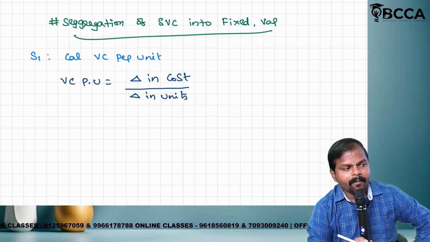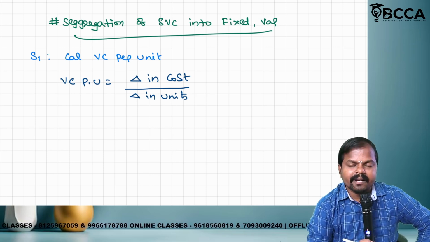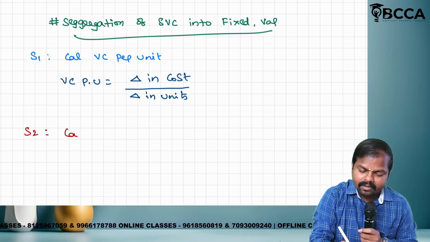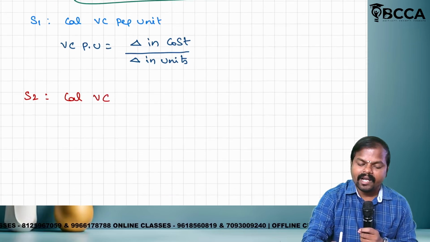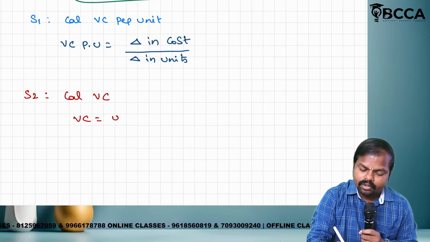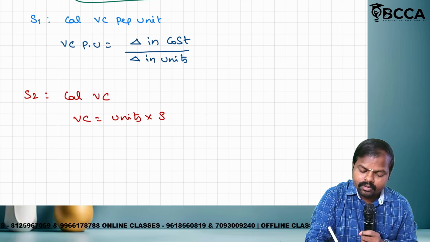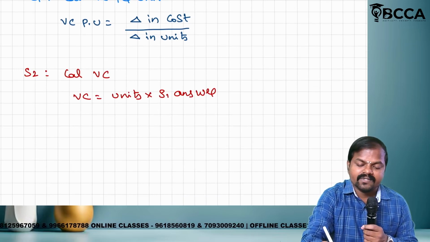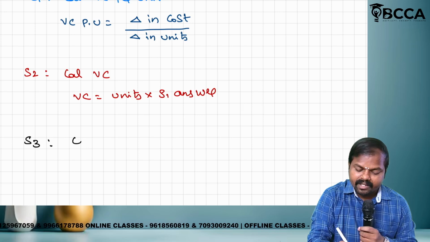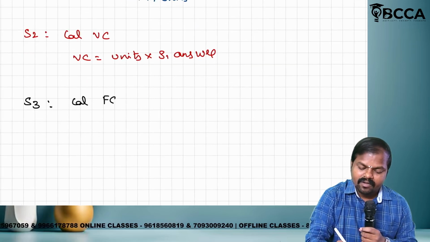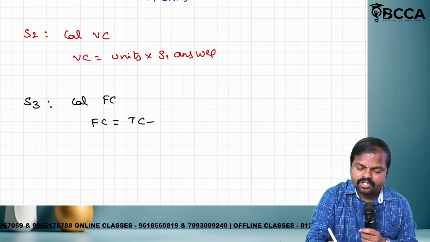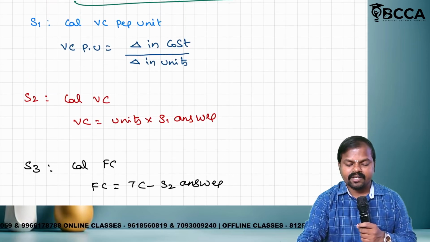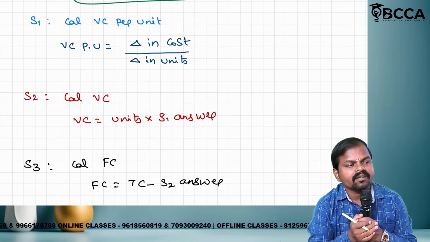What is step number 1? Change in cost divided by change in units. Next, step number 2: calculate variable cost. Variable cost is equal to units into the step 1 answer. Step number 3: calculate fixed cost. Fixed cost is equal to total cost minus the step 2 answer. This is a 3-step procedure.